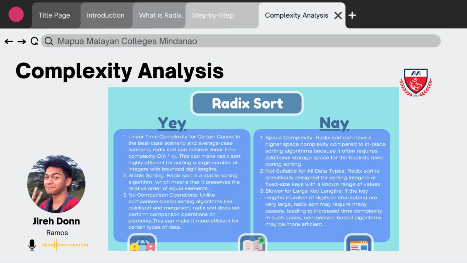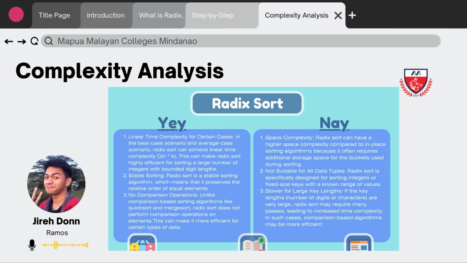However, Radix sort is not without its shortcomings. First is regarding its space complexity. Radix sort can have a higher space complexity compared to in-place sorting algorithms because it often requires additional storage space for the buckets used during sorting.